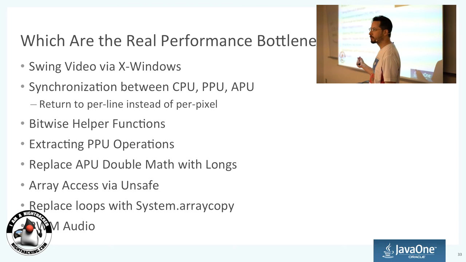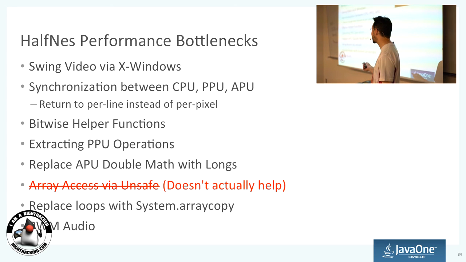Does anyone know what Unsafe is? Okay, good. Don't use it. The Unsafe classes are designed so you can do things internally in the JVM, so the compiler team uses it quite a bit. It's not meant to be a public API, and if you do use the Unsafe class, then in a future version, it might break. For example, Java 9 might break some of the Unsafe features. I was trying to use it for array access to get rid of bounds checks, and it turns out it didn't actually help with performance, because the just-in-time compiler is smart enough to optimize it. This also didn't help replacing loops with System.arraycopy, because there's an intrinsic which automatically does that for you anyway. The last one was audio.